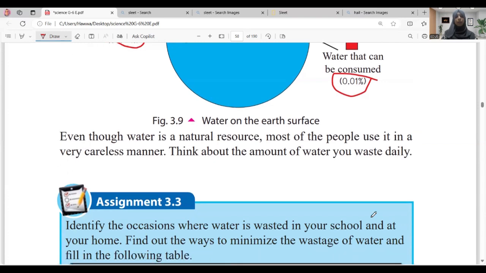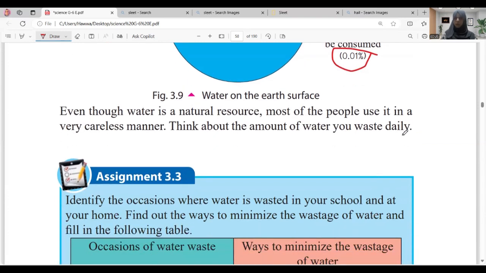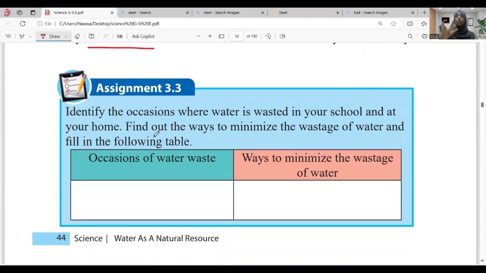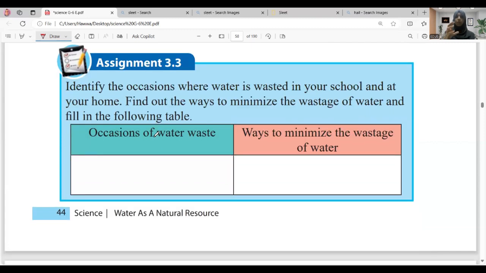Right? Even though water is a natural resource, most of the people use it in a very careless manner. And we even waste water. Since we have so much, well, in earlier days, our parents, our grandparents, they didn't have water. So what they were doing, they were using water in a very careful way. Now we have this water, it comes flowing 24 hours. So we just use it in a very careless way.